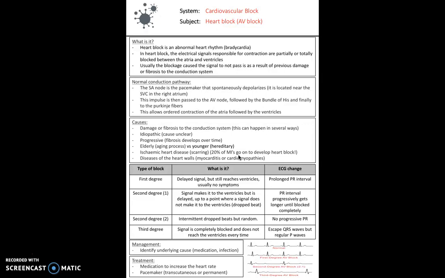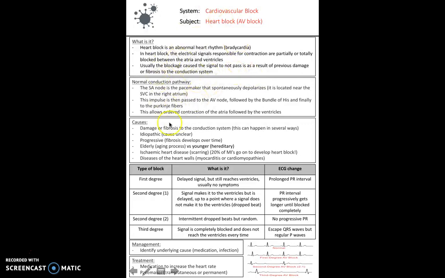Heart block next, or AV block. So this is an abnormal heart rhythm or bradycardia, and in heart block the electrical signals responsible for contraction become partially or totally occluded between the atria and the ventricles. Usually this is due to the fact that the signal cannot pass due to previous damage or fibrosis to the conduction system.